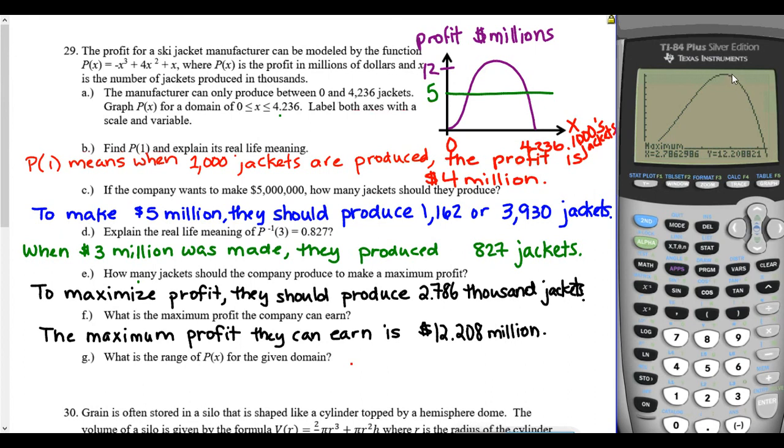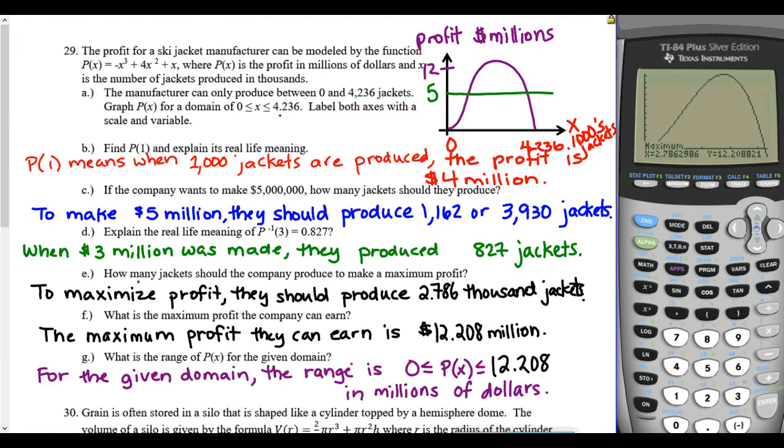So I just need to write that as an inequality. Since my original domain had equal to's in it, when I write my range, I'm going to have 0 is less than or equal to P for profit is less than or equal to my Y value of my maximum. So I wrote my answer as a sentence there. For the given domain, the range is, and I put it between P of X. And I also said in millions of dollars because whenever possible, I like to give units with my answers.